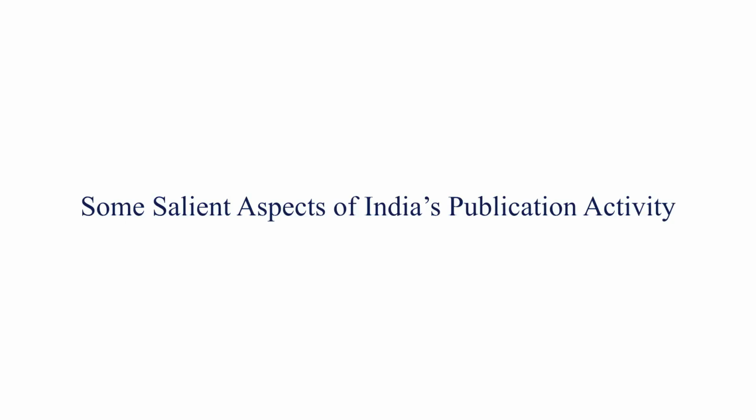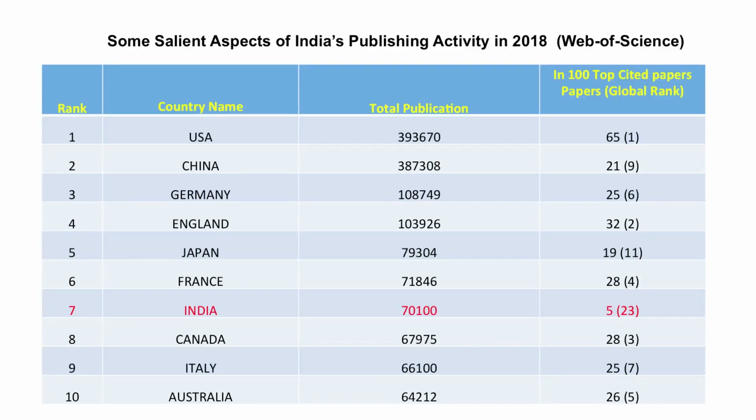Now I will use these indicators to give you some salient aspects of India's publication activity, to see how we use these indicators to construct different types of understanding of research activity. I will be presenting only on publication. You see that India now is the 7th most active country in terms of publication in 2018 when we look through the Web of Science database.